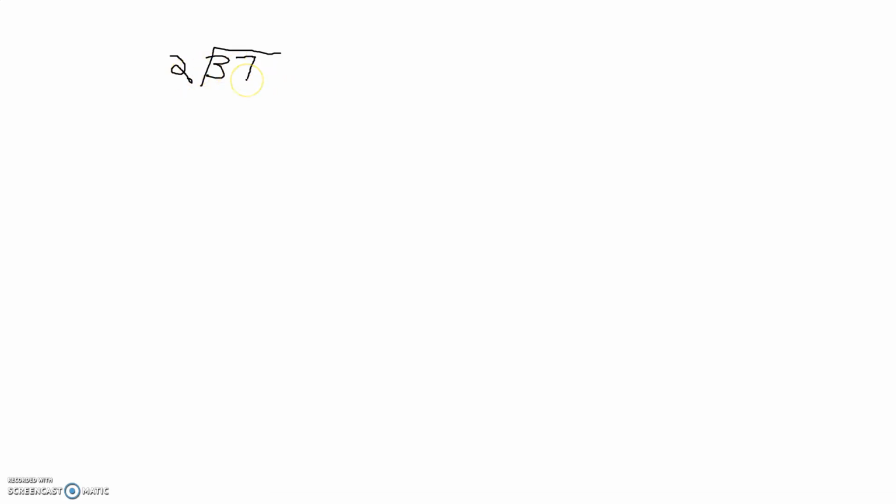So if we were dividing 2 into 37, 2 goes into 3 one time. 1 times 2 is 2. Remainder of that is 1. We bring down the 7. 2 goes into 17 8 times. 2 times 8 is 16. And the remainder of this, so 2 goes into 37 18 times, and a remainder of 1.